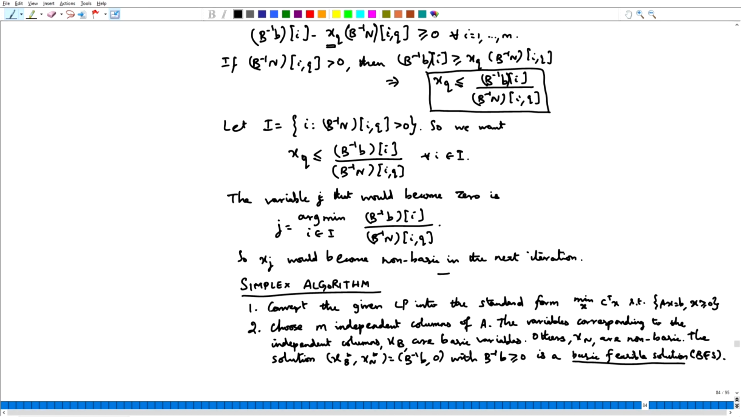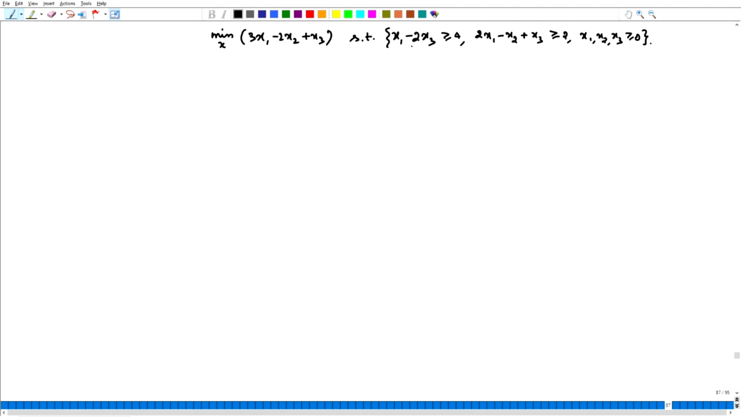Here, the first step is to convert the LP into standard form. So, let us do that. I will rewrite the first constraint, x1 minus 2x3 greater than or equal to 4, as minus x1 plus 0x2 plus 2x3 plus x4 equal to minus 4, and x4 greater than or equal to 0.